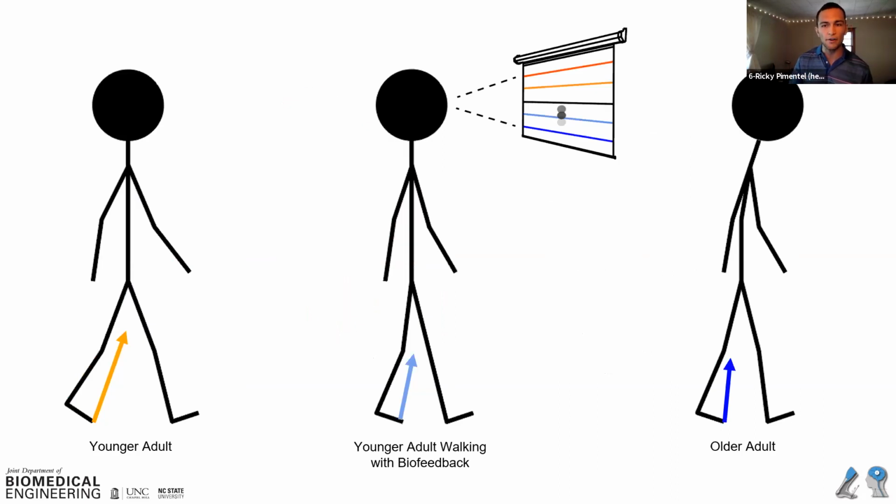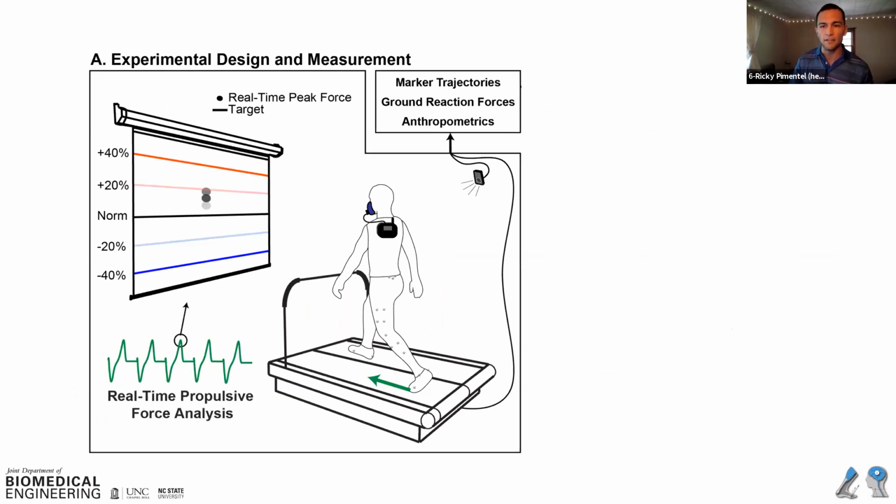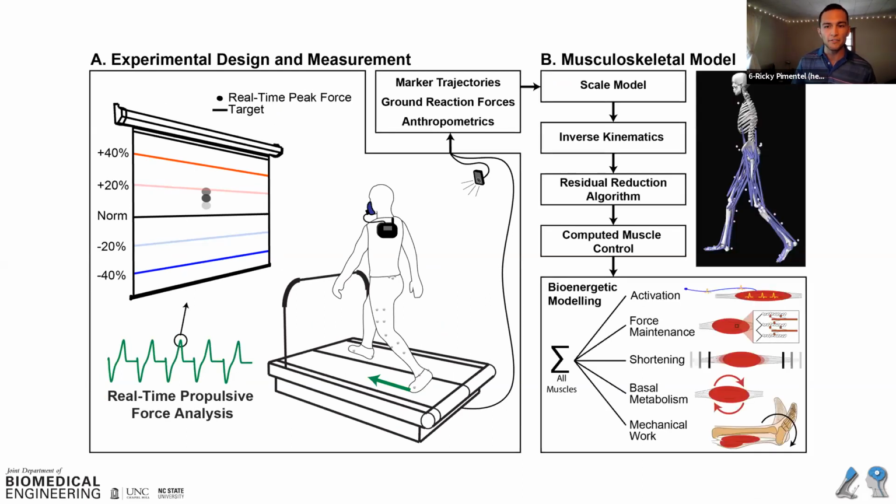Our lab uses targeted biofeedback to cue young adult walking. We found that young adults can mimic many of the aspects of older adult walking, such as push-off force, joint dynamics, and metabolic cost. This allows us to compare across biofeedback conditions as a model for aging. In our experimental design, we measured peak propulsive force in real time and displayed it on a screen in front of the participant. We recorded walking motions and forces to create simulations of each person's walking in OpenSim.